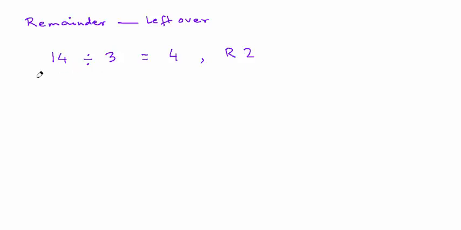In this problem, 14 is called the dividend, 3 is called the divisor, 4 is the quotient, and like I said, 2, the leftover, is the remainder.